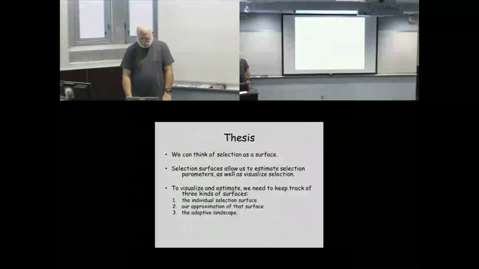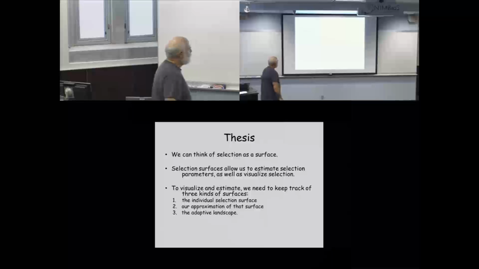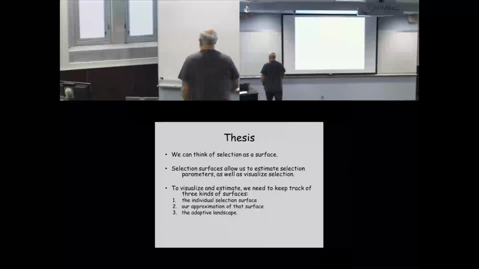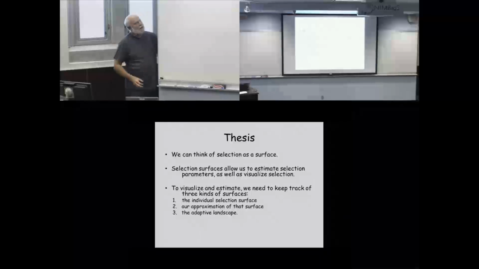All right. Here's our thesis. We can think of selection as a surface. We can turn down the lights so there's not glare. Which one is that?